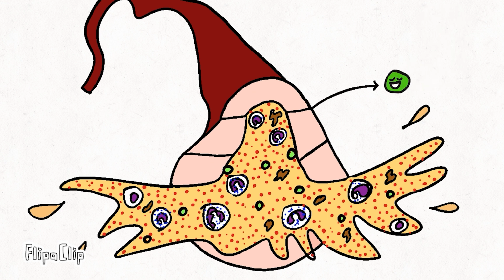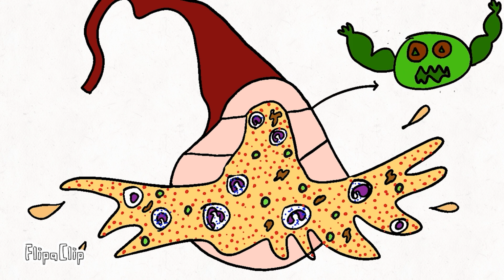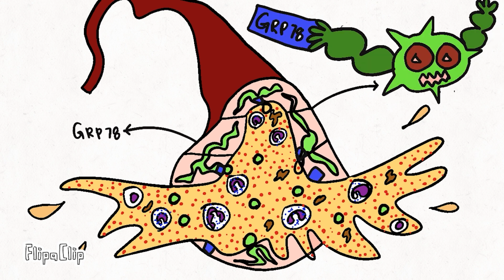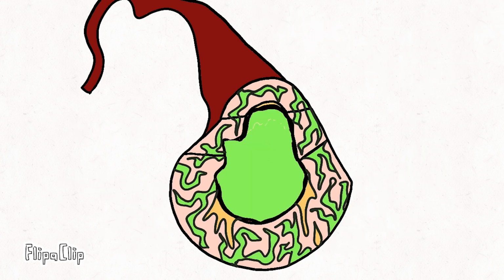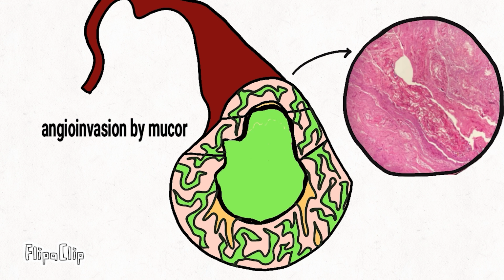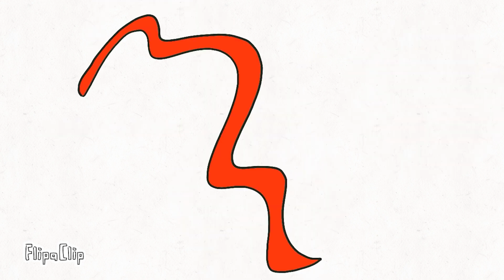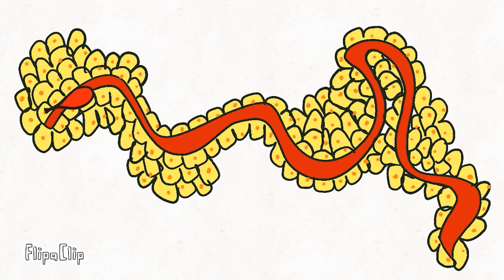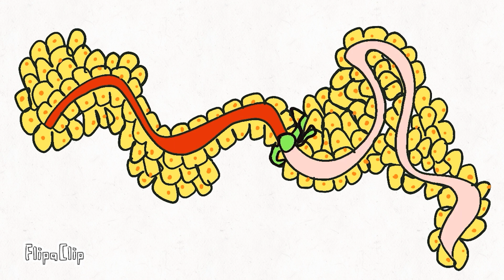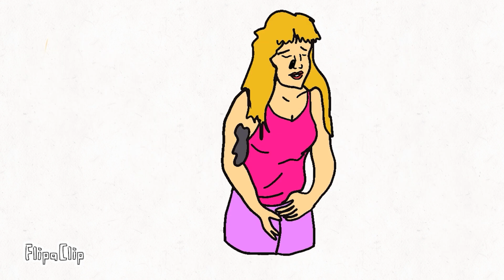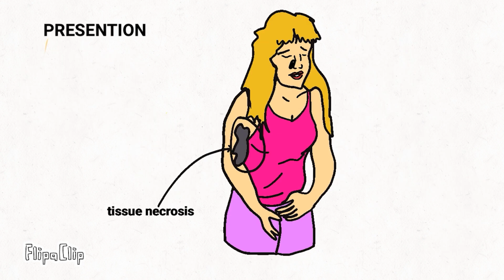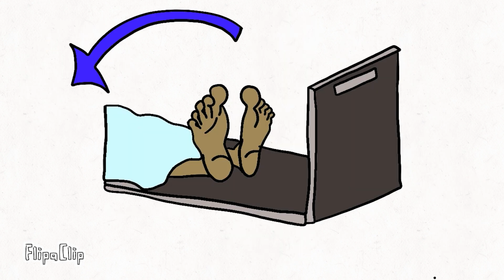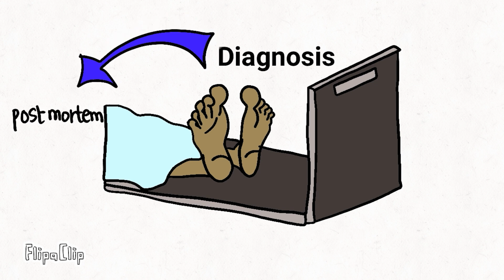leading to fungal proliferation. Glucose-regulated protein 78 or GRP78 is a receptor promoting the ability of Mucorales to penetrate endothelial cells. Increased concentrations of glucose and iron seen during diabetic ketoacidosis result in invasion and damage of endothelial cells, causing tissue necrosis. Now we come to the diagnosis, which in most cases is done post-mortem.